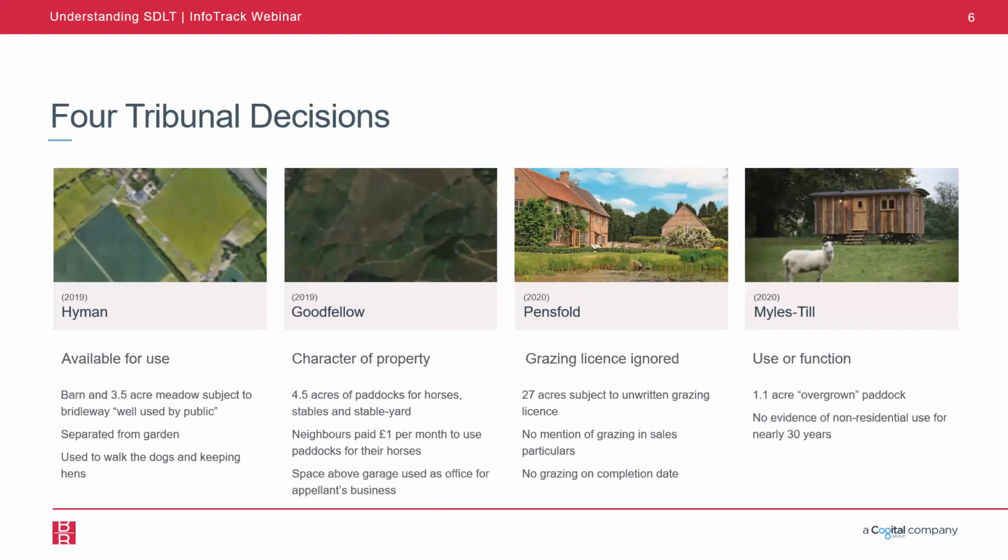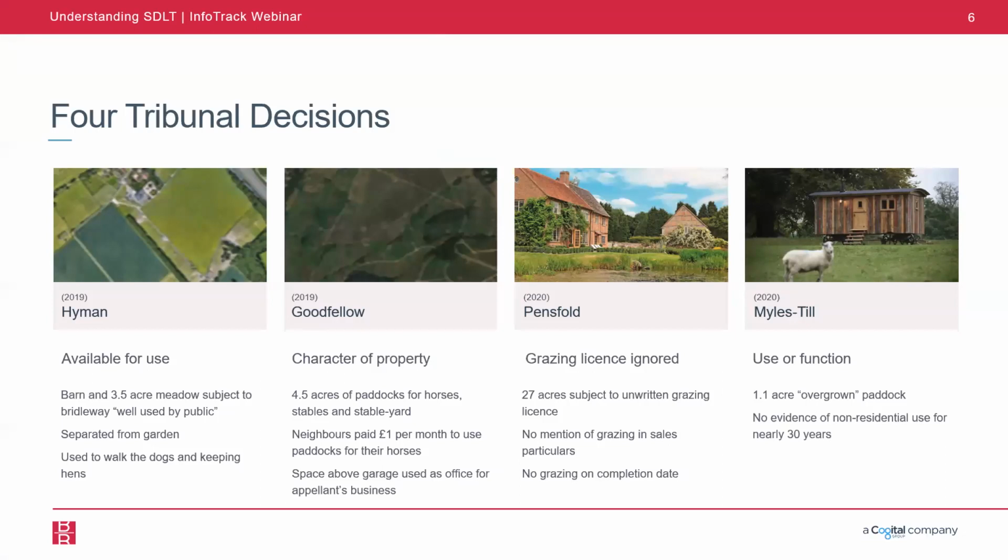So here are some of the facts involved in those cases, and I took the liberty to drop in some Google map shots of the land in question, such as they are. They give you a bit of an outline of the relevant land, I think. In Pensfold, that is a real photograph, I understand, of the brochure. And in Miles Till, I gave up. The subject of that transaction was a shepherd's cottage, and that's all I could find in Google of a shepherd's cottage. And that, I stress, is not what was bought in that case.